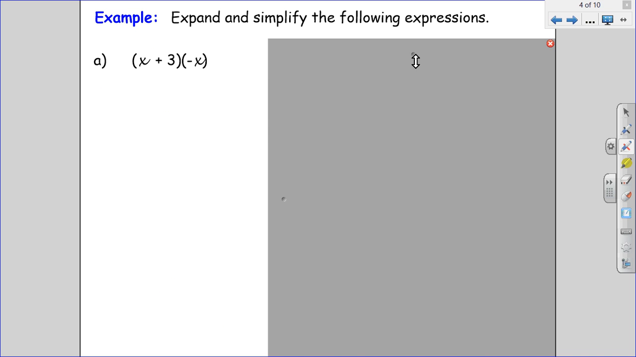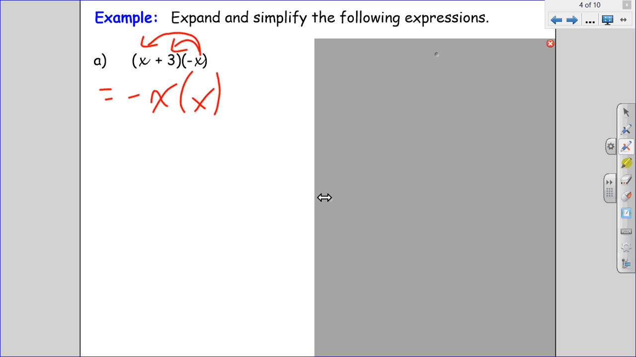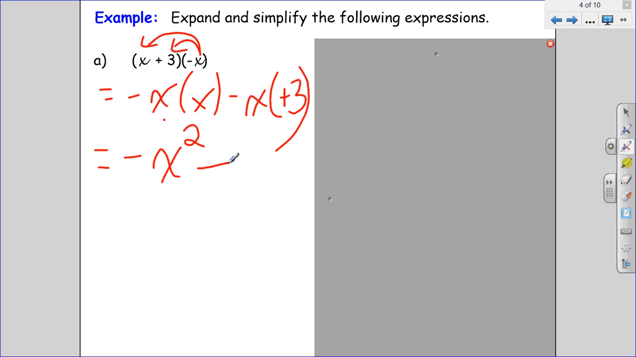Now, if you look at this example here, the negative x is in front, so we multiply negative x with x, and negative x with positive 3. So what that means is I've got the negative x being multiplied with the x, and then negative x being multiplied with positive 3. Now remember, negative times a positive is a negative, and when I have x times x, it means x multiplied by itself 2 times, so the exponent is 2. And negative times a positive is a negative, and x times 3 is 3x.